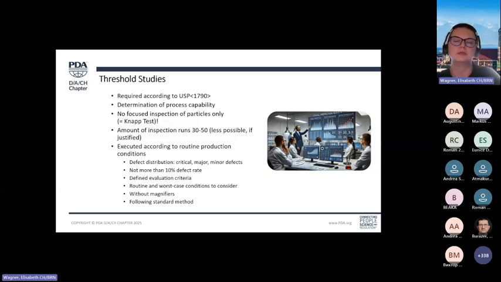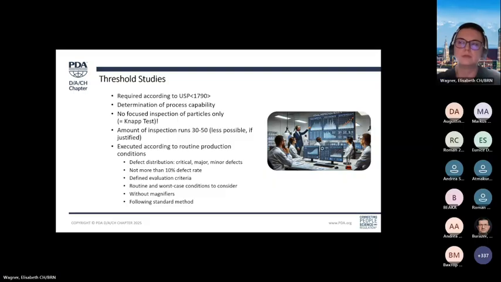It's very important to say that the threshold study itself is not only focusing on particles, because you also would find other defects in routine, not only particles, and you want to know what your operators can achieve in the routine. And typically, the study is done within 30 to 50 runs. You could also have fewer runs, but this needs to be justified.